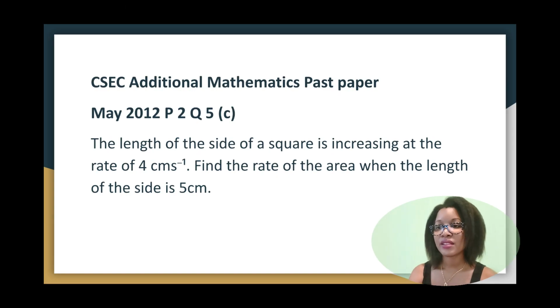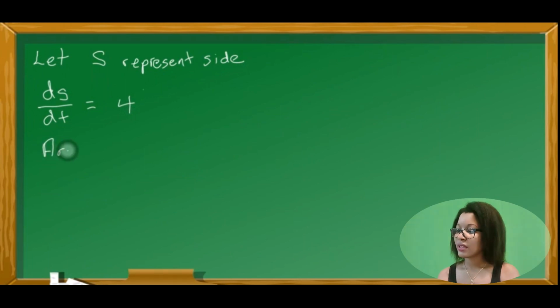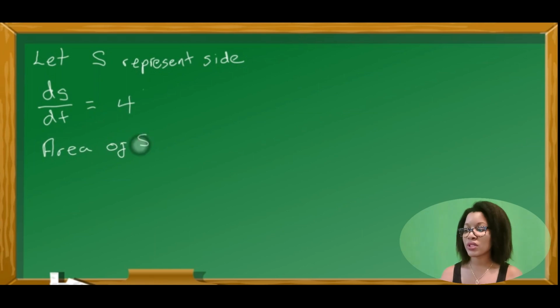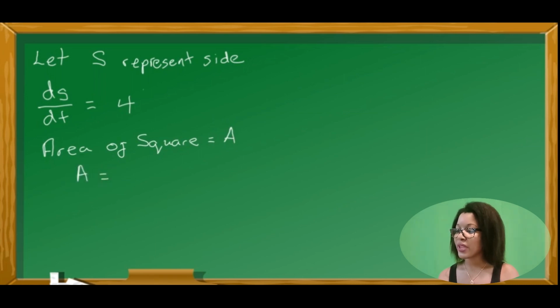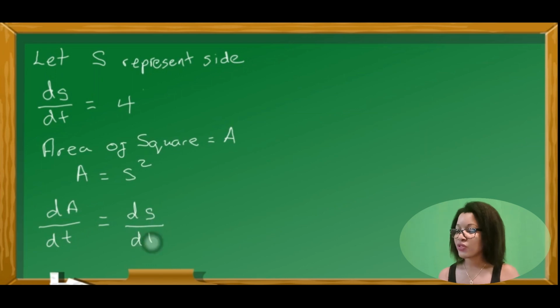Let's try one. The length of the side of a square is increasing at the rate of 4 centimeters per second. Find the rate of change of the area when the length of the side is 5 centimeters. Let S represent side. As the question says, the increasing rate of the side is 4 centimeters per second, so dS/dt is equal to 4. And we need to find the rate of increase of area. The area of a square is side times side, which is side squared.